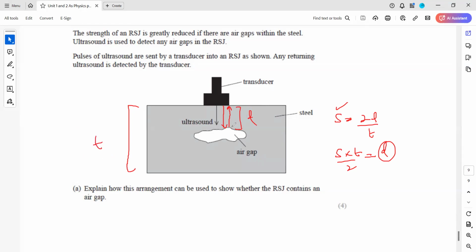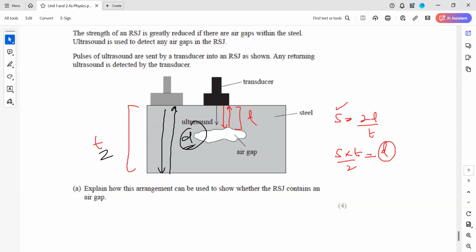If the transducer is placed at this position, there is no air gap. So the pulse will strike and reflect, and we calculate the time it takes. Using the speed and the time, we work out the distance. In that case, the distance which we calculate will be equal to the thickness, so it means there is no air gap. But if the thickness is not equal to the distance which we calculate, it means there is an air gap.